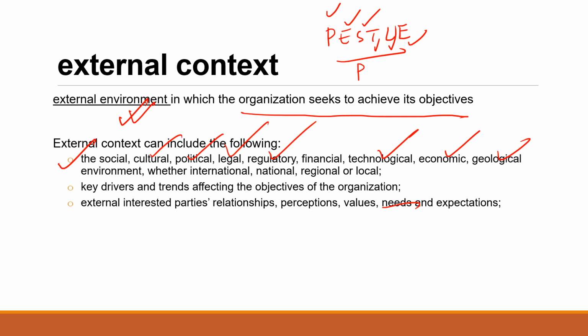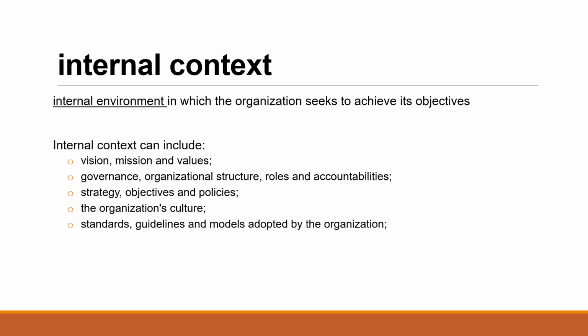Similarly, you have to look at the internal context. Internal context is, for example, organization culture, which is very important. What are the governance structure, the roles and responsibilities, the accountability, and the standard guidelines and models adopted by the organization. So internal context means the internal environment in which the organization seeks to achieve its objective.